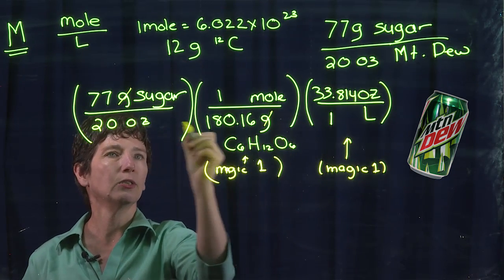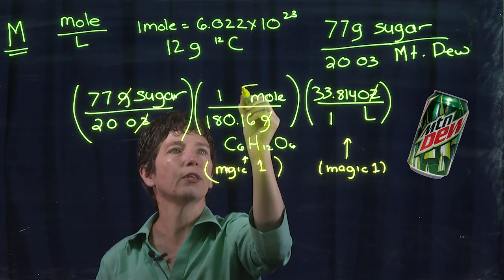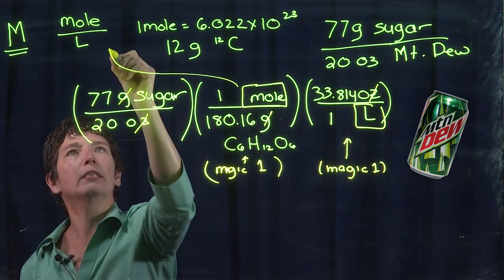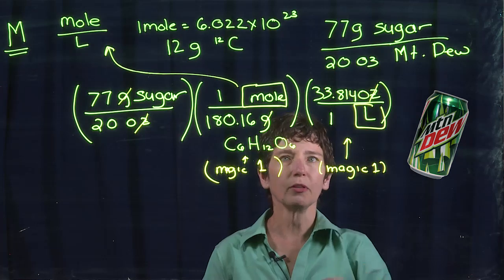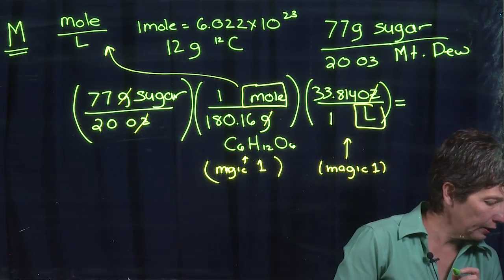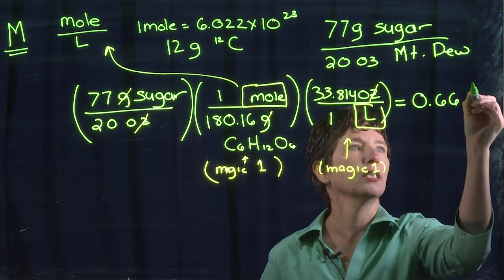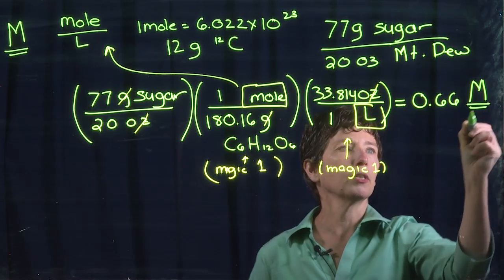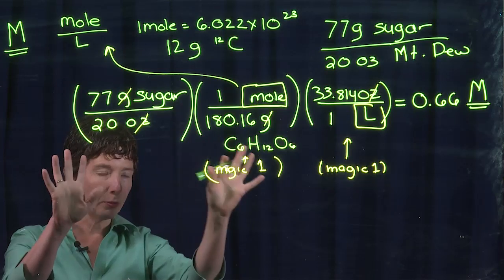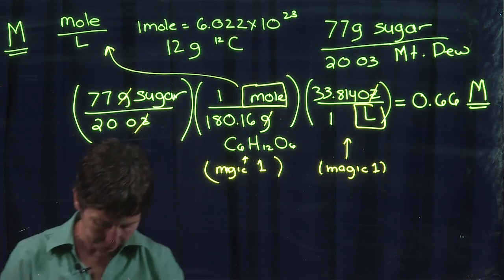Grams cancel, ounces cancel, and I should be left with moles per liter, which is what I want, and I am. So then I just do the math with confidence, and I find that that's approximately 0.66 moles per liter, or 0.66 molarity. Okay? So that's a pretty straightforward but not so simple application of our Magic 1.